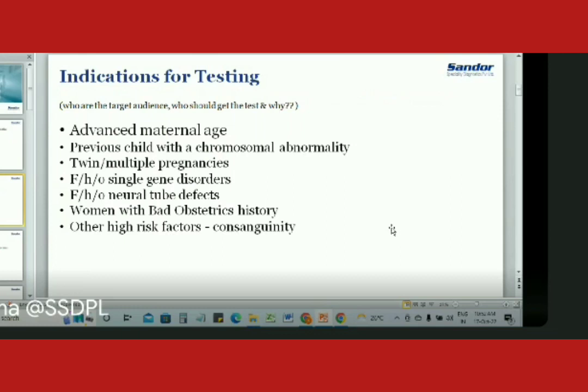If there is a family history of single gene disorders, this is again genetical, already known and running through the family. Or a family history of neural tube defects, or women with a bad obstetric history may also have this risk. So whenever you see this in a patient, like twins, high maternal age, or any chromosomal abnormality with the previous child, then the doctor will recommend maternal serum markers.